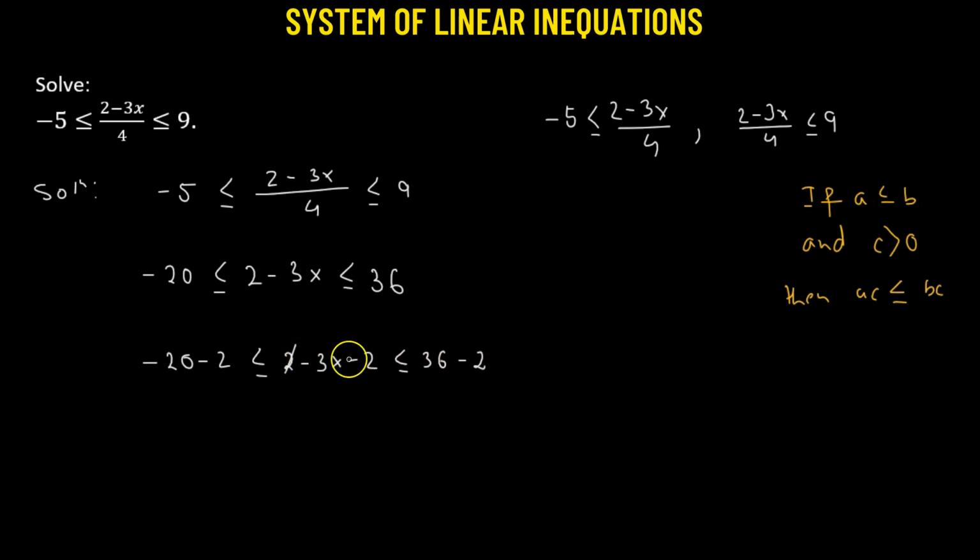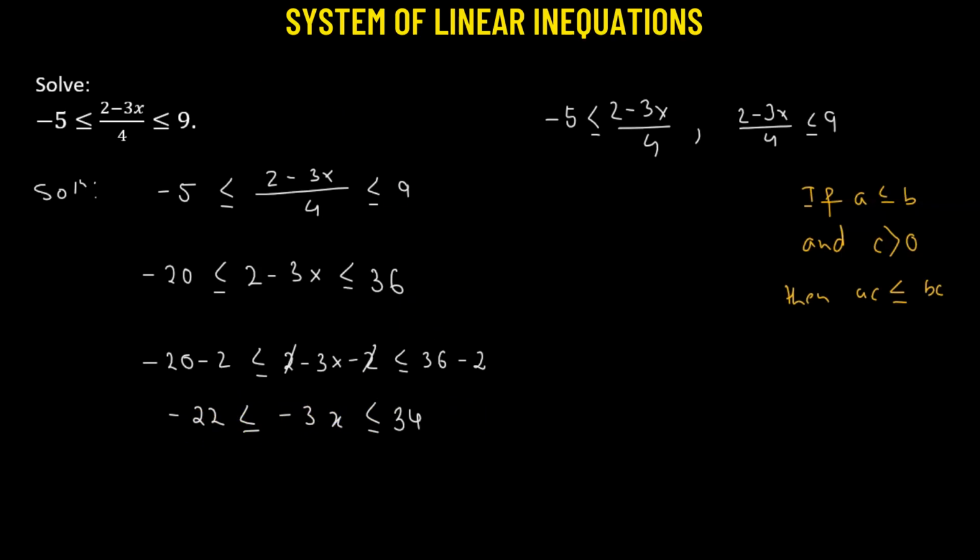So this is going to get rid of this 2. So we have negative 20 minus 2, so that's negative 22, less than or equal to negative 3x, less than or equal to 36 minus 2, which will be 34. Now what we'll do, we'll divide each side. We'll divide the entire inequality by negative 3.